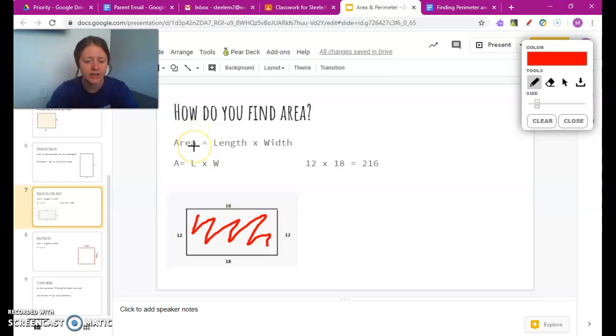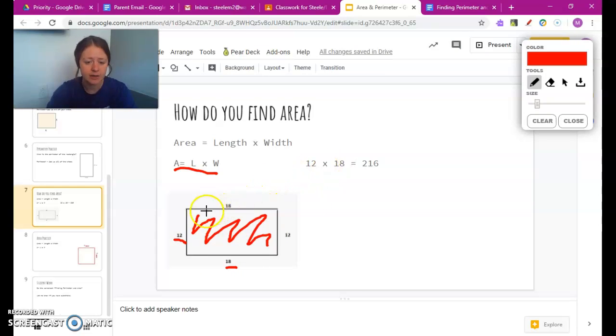So area, if you remember, we had an actual formula for area. Area equals length times width, or to abbreviate that, A equals L times W, which means the same thing. This formula is super important to remember because you don't need to know all of your sides. You just need to know your length and your width. Once you know them, you're good to go.